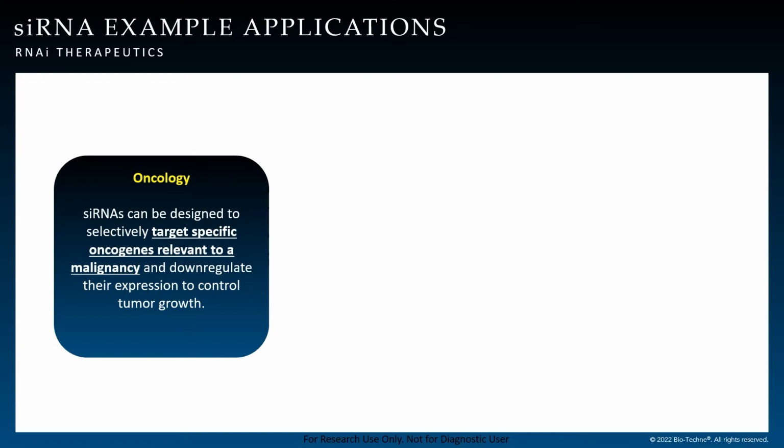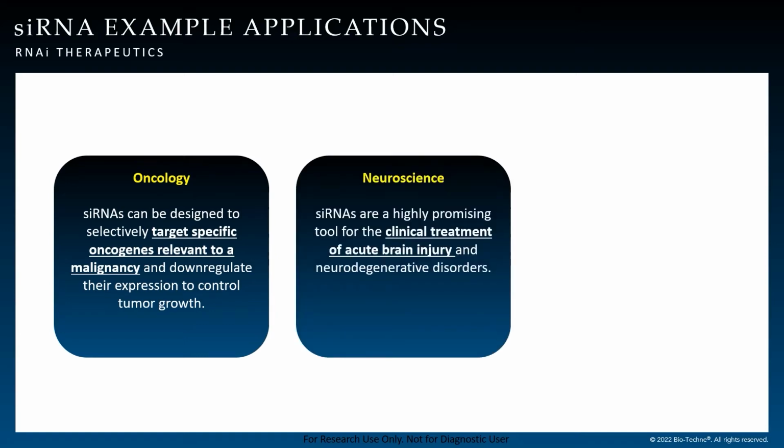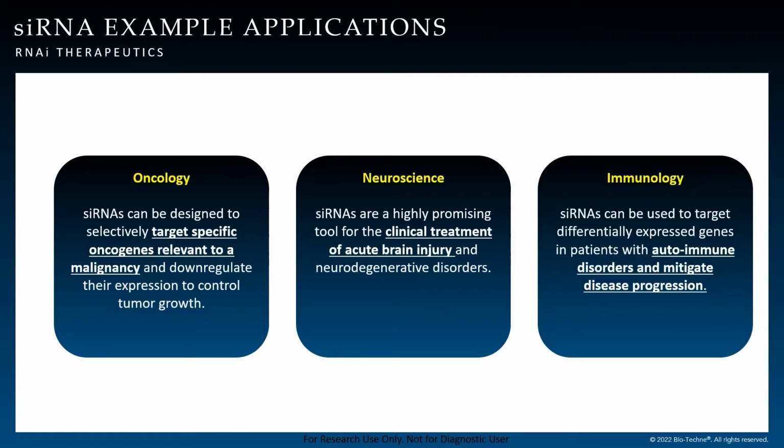siRNAs can be designed to target specific oncogenes and downregulate their expression to suppress tumor growth. siRNAs are potential tools for the clinical treatment of acute brain injuries and neurodegenerative disorders. siRNAs can also target differentially expressed genes to mitigate the progression of autoimmune disorders.